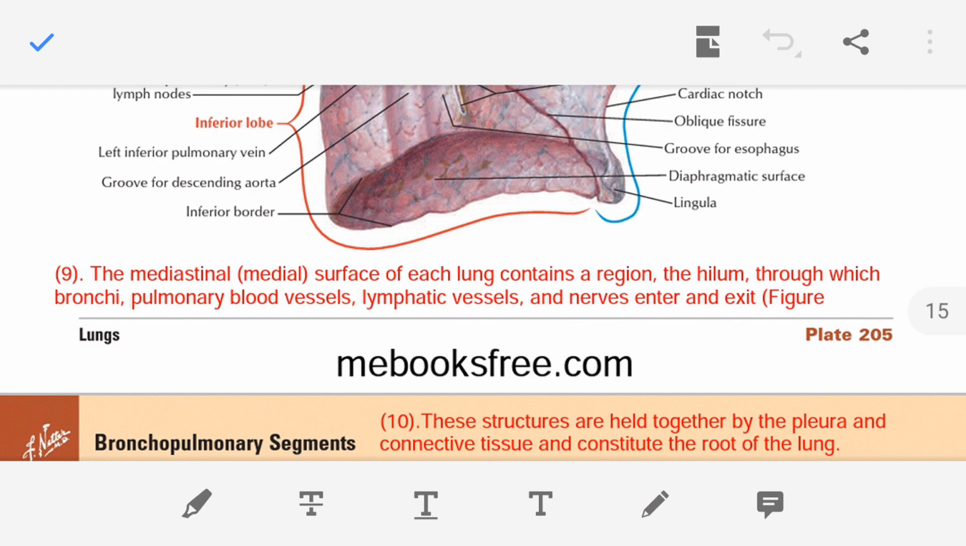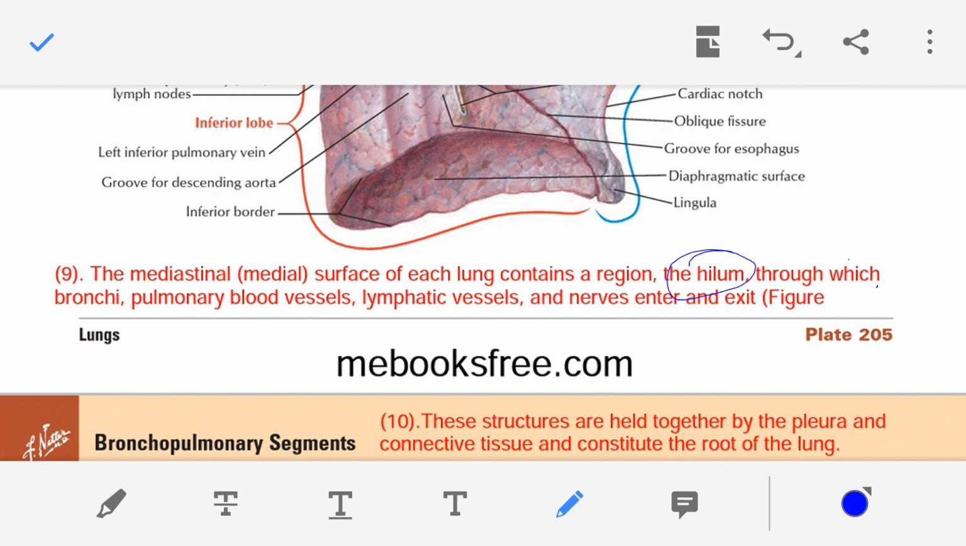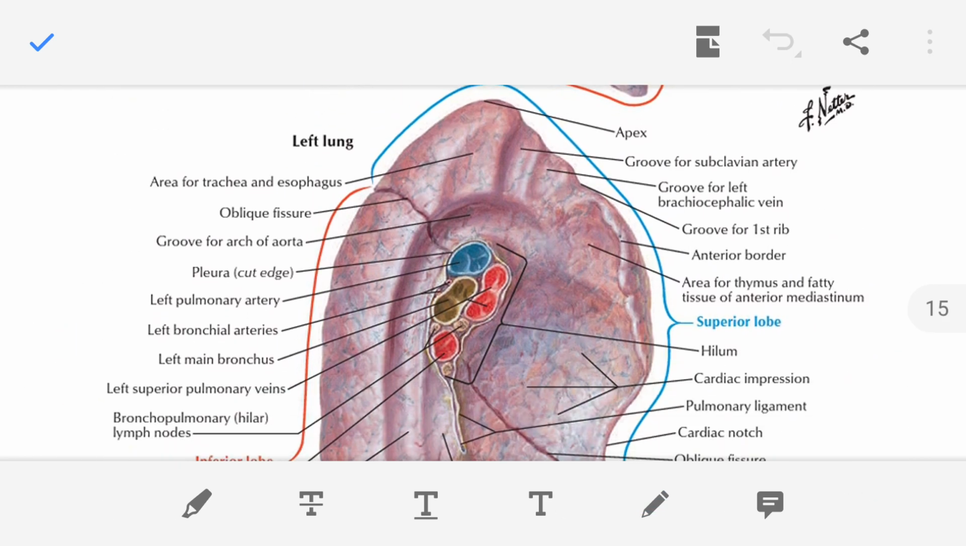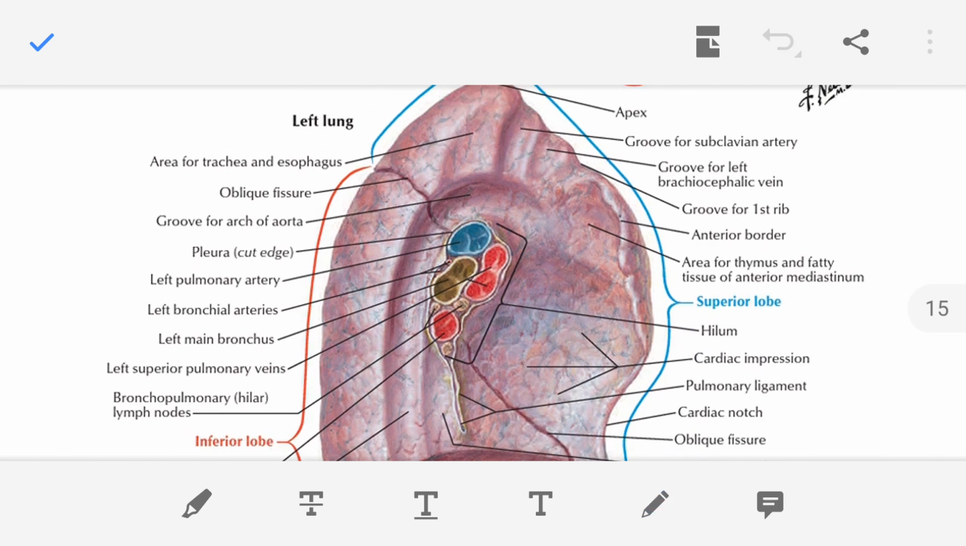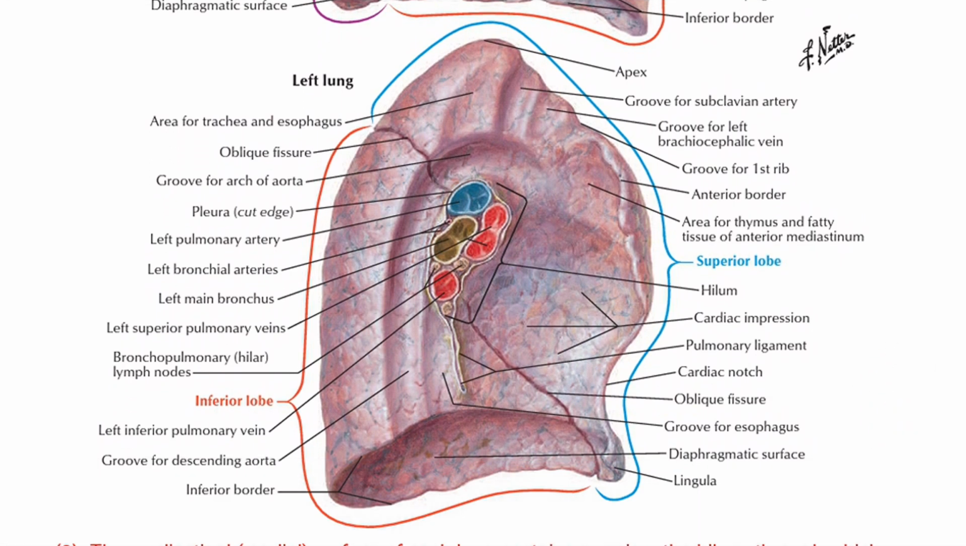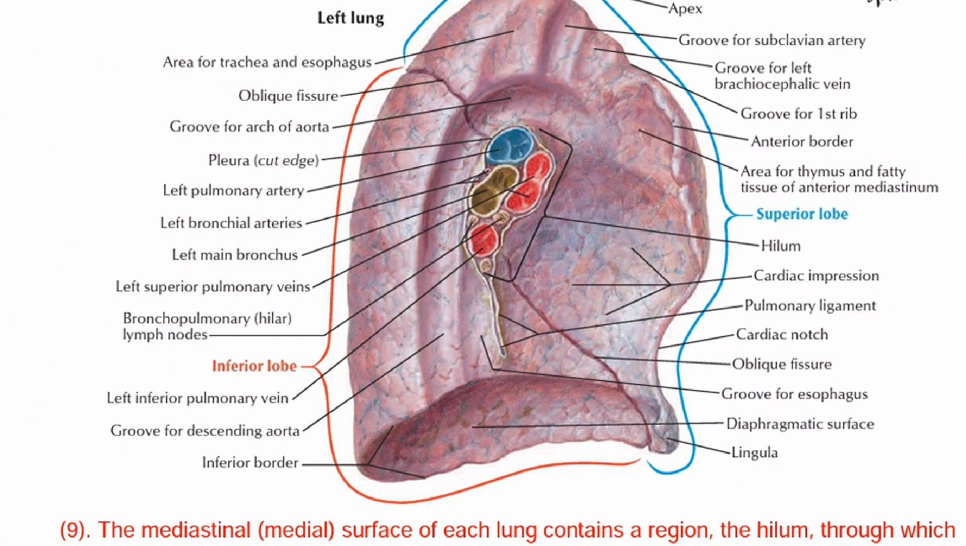So from the hilum, what is happening? Bronchi, pulmonary blood vessels, lymphatic vessels, and nerves enter and exit the lungs. Here you see the hilum is shown. This part is the hilum they are showing, and you read. See the entire figure I'm showing you so that you can see it properly. The left lung is shown, and you see the hilum.